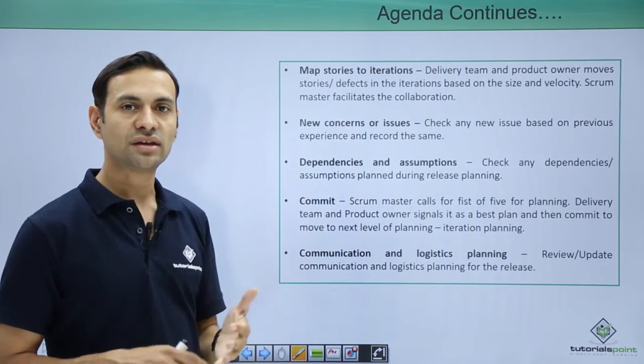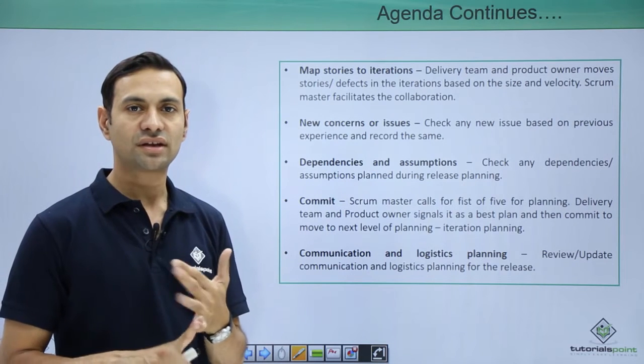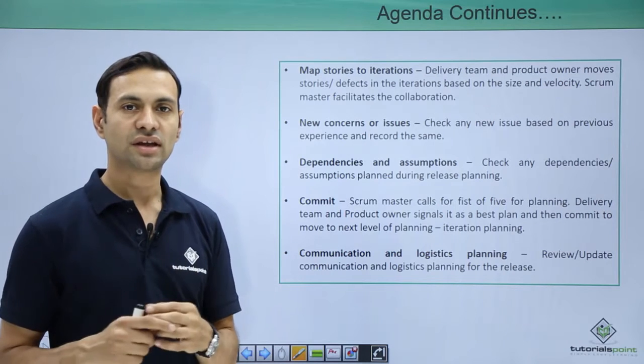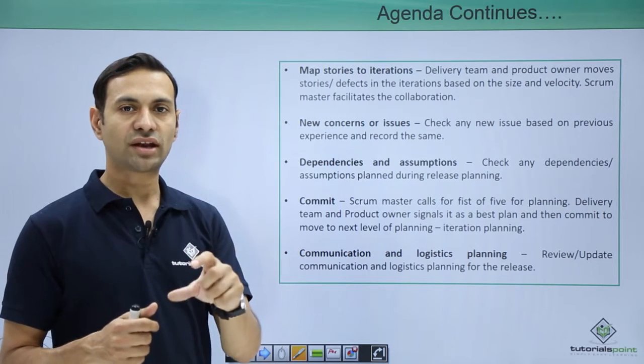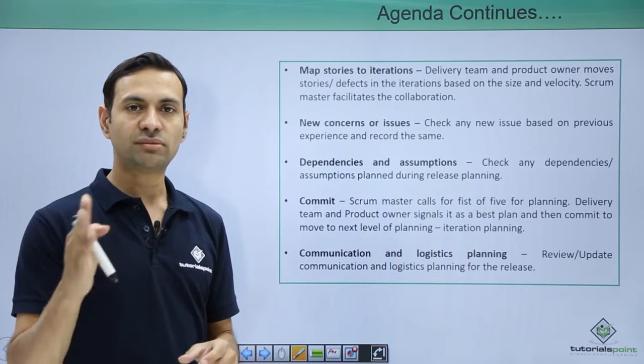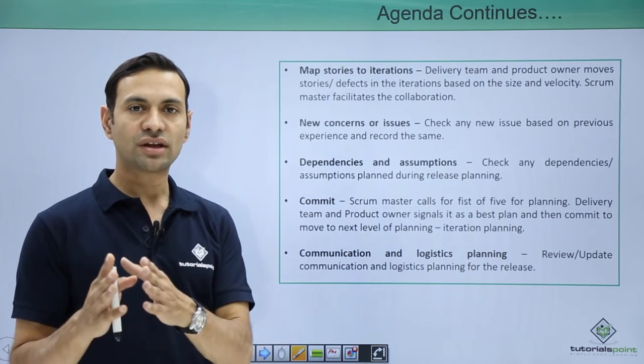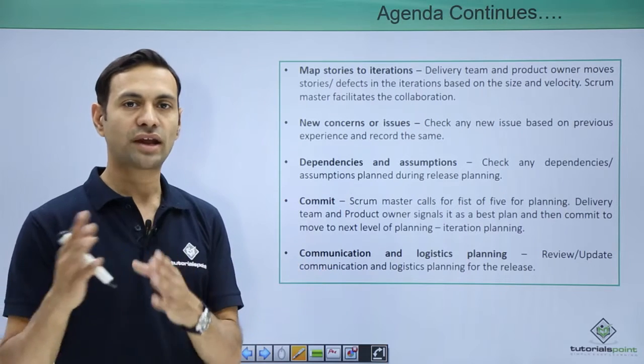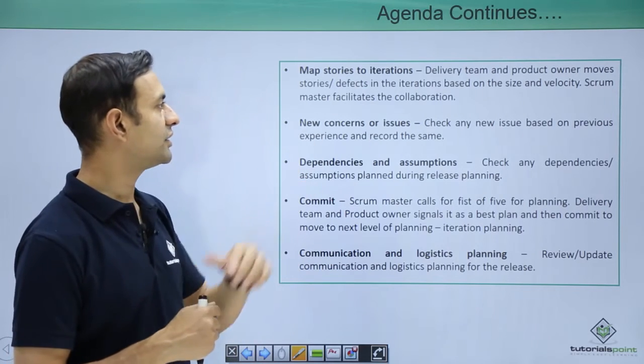The next part is we need to map stories to iterations. Say we have 5 iterations in a release plan; then which stories are to be covered in which iteration? Say iteration 1 will cover these many stories, iteration 2 will cover these many stories, because iteration 2 stories are dependent on iteration 1 stories. That's how we plan our stories to be mapped to the iterations.